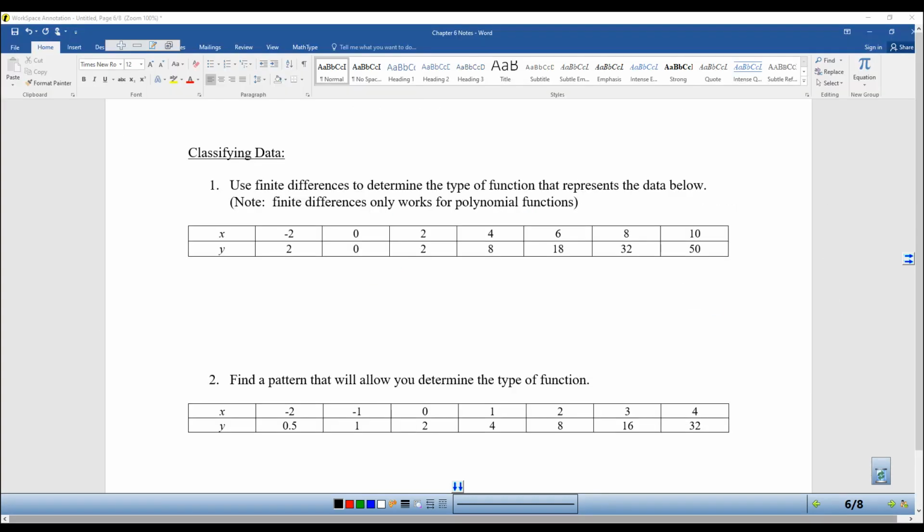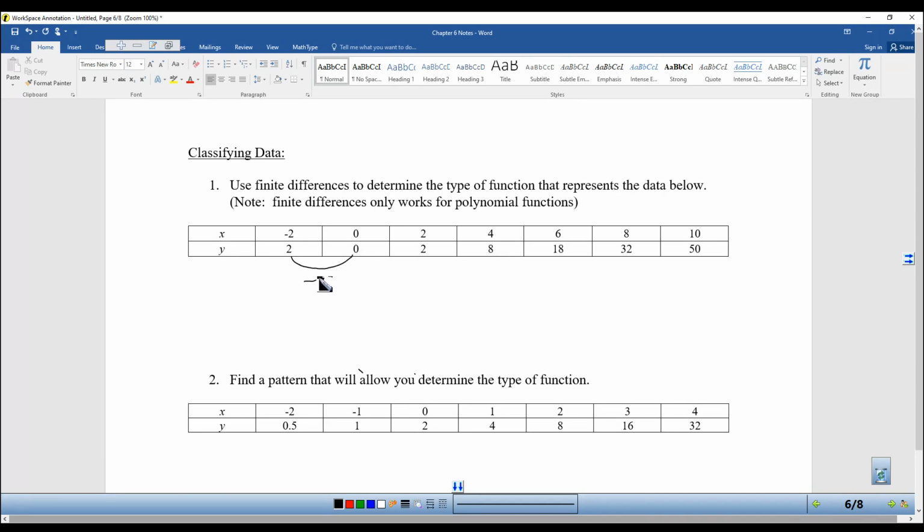You might remember classifying data from some other lessons that we've done. We're going to use finite differences to determine the type of function that represents this data here. So notice that finite differences only work for polynomial functions. Let's see if you remember how we did this. As long as x is increasing at a constant rate, so in this case, you're adding 2 each time. Doesn't matter if you're adding 1 or adding 2. Then you can look to see what y is doing.